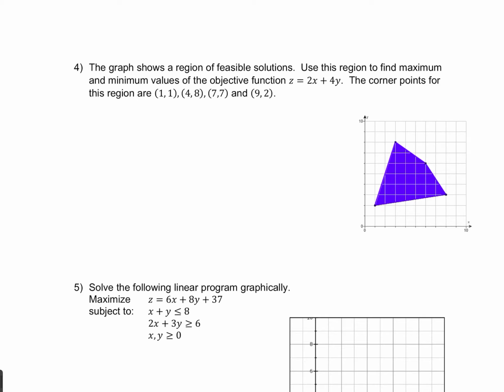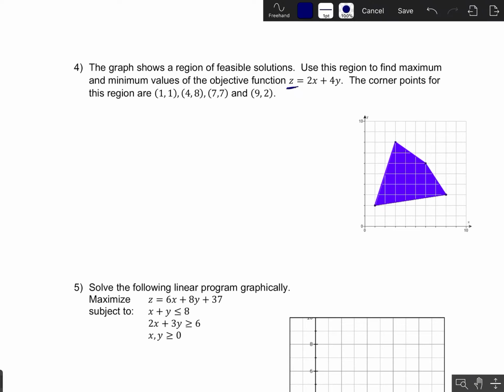So the feasible region looks like this. And it says we want to find the maximum and minimum values of this objective function. So the objective function is usually called z. That's what we're trying to find the biggest or smallest values for, and z is given by this expression, 2x plus 4y. So we want to find the biggest value for 2x plus 4y on this shaded region, and we also want to find the smallest value for 2x plus 4y on the shaded region.